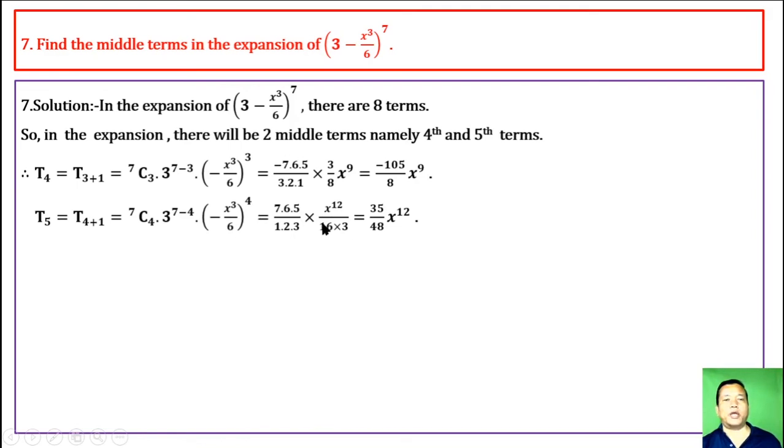Cancelling, for this we get x power 12 by 16 into 3. Lastly, we get 35 by 48 times of x power 12.